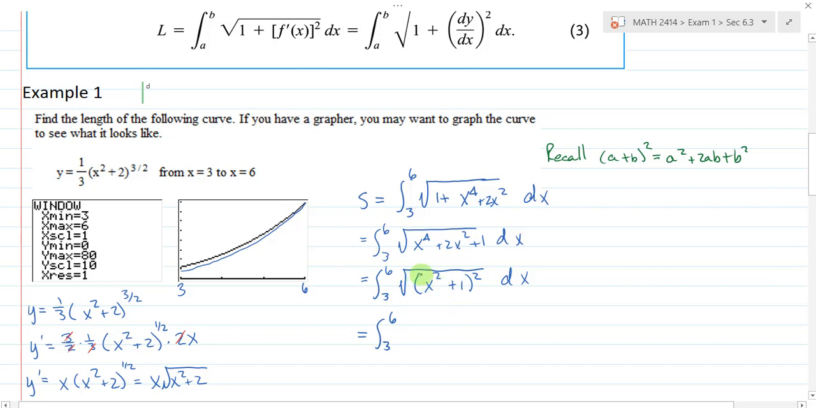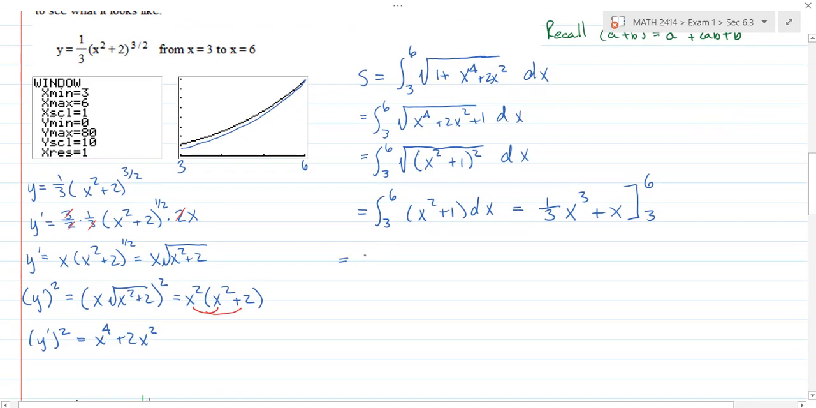Well, now I've got the square root of something squared. So I can simplify that, and that's going to give us the integral from 3 to 6 of x squared plus 1 dx. And what do we get when we integrate x squared? 1/3 x cubed. And what do we get when we integrate 1? Just x. And then we're going to evaluate this from 3 to 6 using the fundamental theorem of calculus. So when I plug in my upper bound, I get 1/3 times 6 cubed plus 6 minus 1/3 times 3 cubed plus 3. And this is why God gave us calculators. We plug this into our calculator, we're going to get 66.